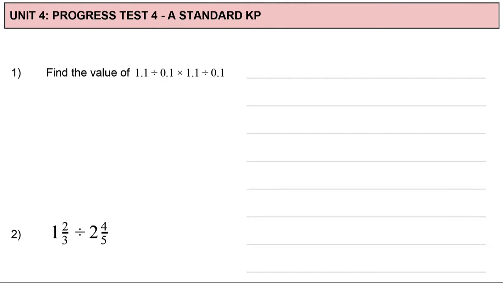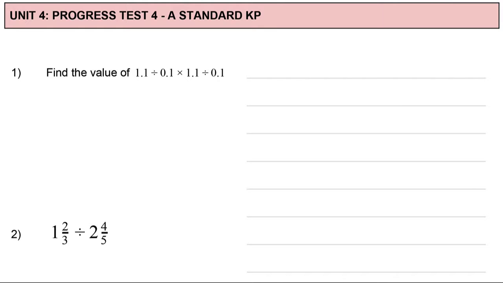Here we have the solutions for the A Standard Progress Test 4, Unit 4. And the first question says, find the value of 1.1 divided by 0.1 times 1.1 divided by 0.1. Now we have to use order of operations here, and we need to work from left to right.